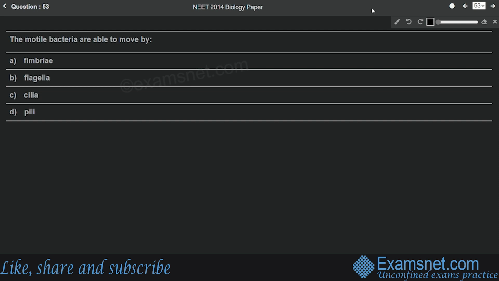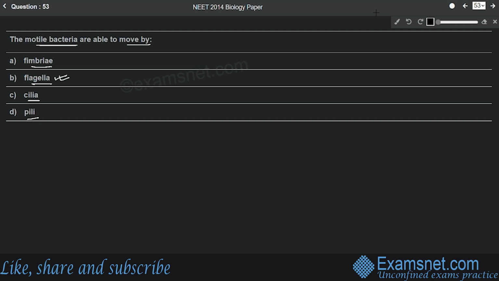Question number 53 is from the chapter Biological Classification, and the question is, the motile bacteria are able to move by. Options are Fimbriae, Flagella, Cilia and Pili. So the correct answer is option B, that is Flagella.